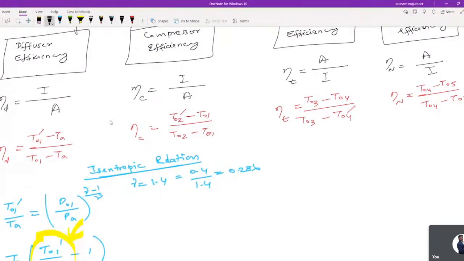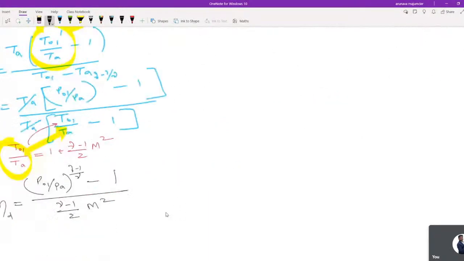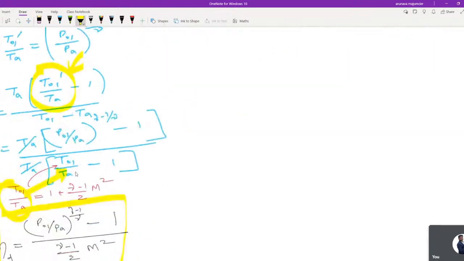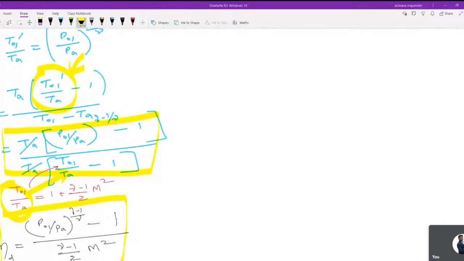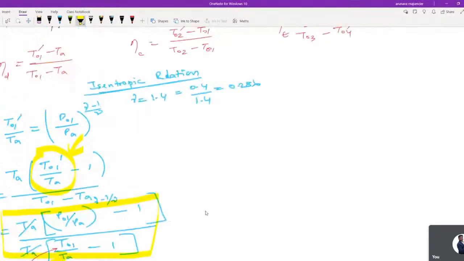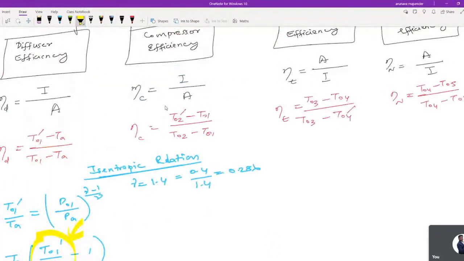Now, without wasting time, let's move to the next, compressor efficiency. So this is the final one for the diffuser. You can remember this equation. Another is, you can also remember or make use of this equation as well. Any one of the equations you can remember, right? Thank you, Vardhan. Is it all right? Let's move further to this compressor efficiency.